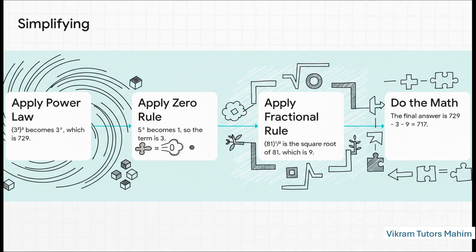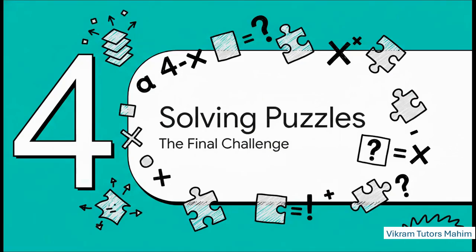See? Not so bad. All right, time for the final boss. Well, not really, but we're definitely leveling up here. We've seen how to simplify expressions. Now we're going to use our laws to do something you see all the time in algebra, finding a missing variable. We are going to solve for x.